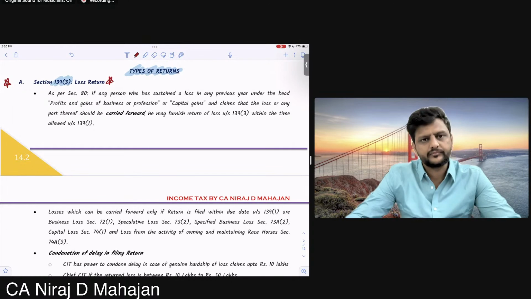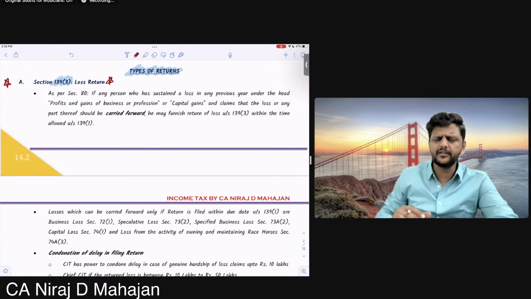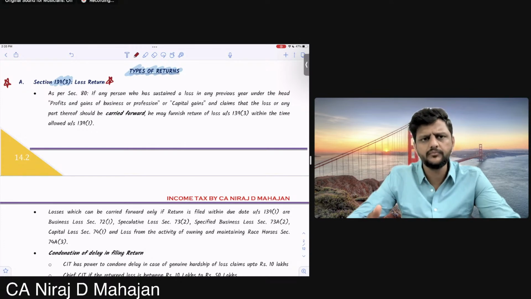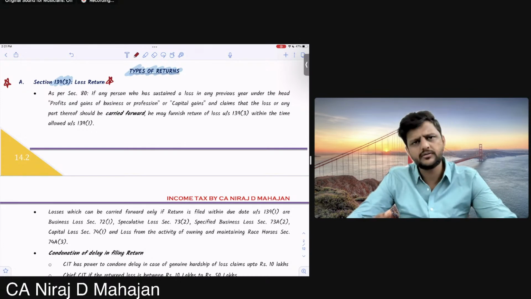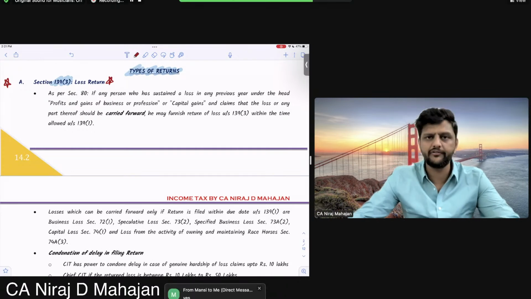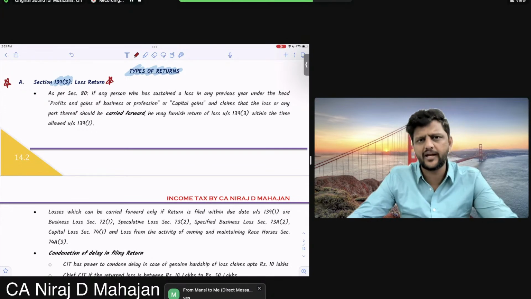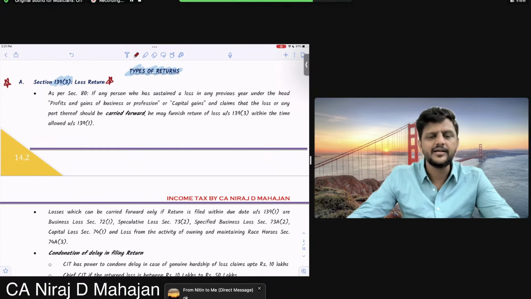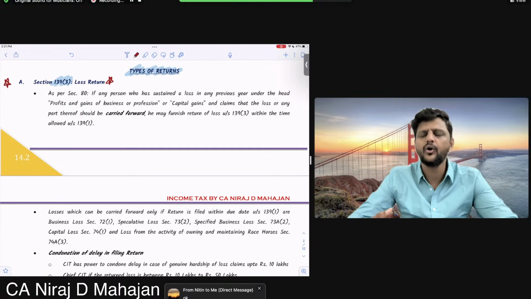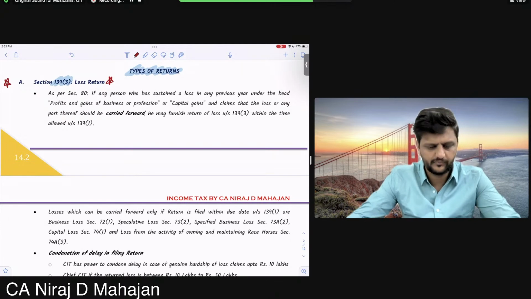Okay, finally here, have you done carry forward and set off of losses? We have done, na? PGBP, then what? CG. Especially these losses, if you want to carry them forward, you need to file within the due date. House property loss is allowed to be carried forward even if you don't file the income tax return or even if you don't file within the due date. Clear till here? Can we go ahead? Chalo.